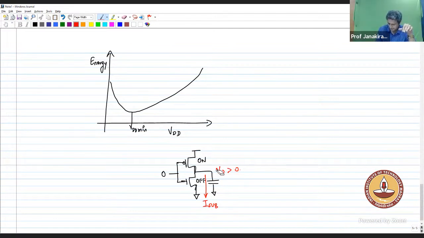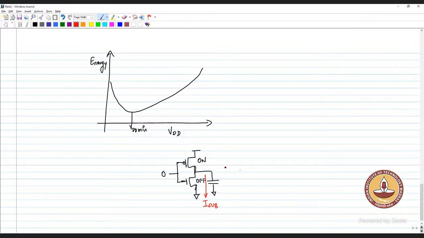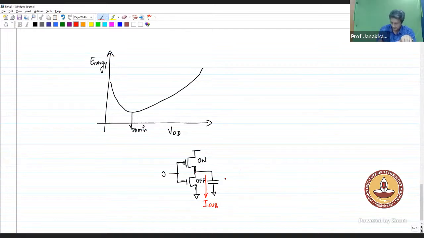Wait, let me just see. One second. So this is zero, and what is going to happen? It will be slightly lesser than VDD. Correct. So, sir, PMOS is on, so on current will anyways be greater than subthreshold current, right? No. See, what I'm saying is this output will be close to VDD, right?